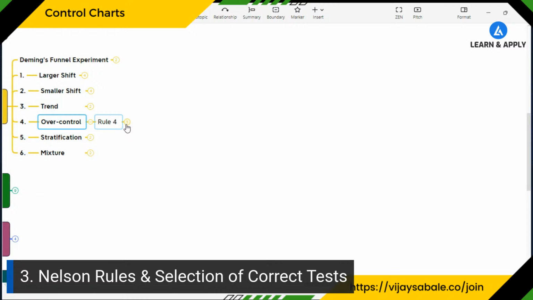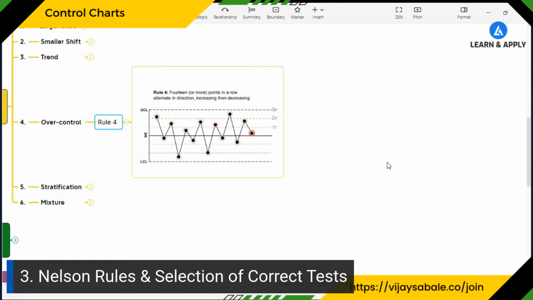Now this is indicated by rule number 4, and mainly it is happening when the operator or the engineer wants to control the process towards the target. That means they are always going to adjust the process at the center, and because of that we can see this kind of trend. Rule number 4 states that 14 or more points in a row alternate in direction, increasing and then decreasing. It indicates tampering with the process, also called over-control.